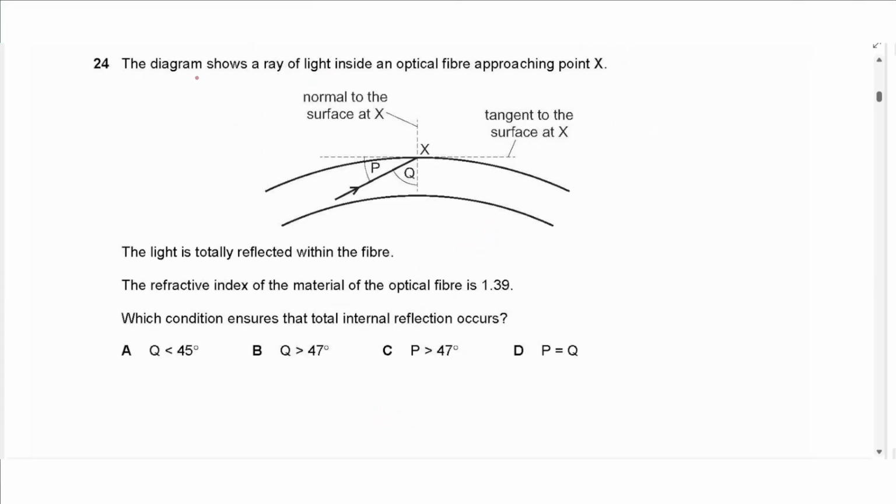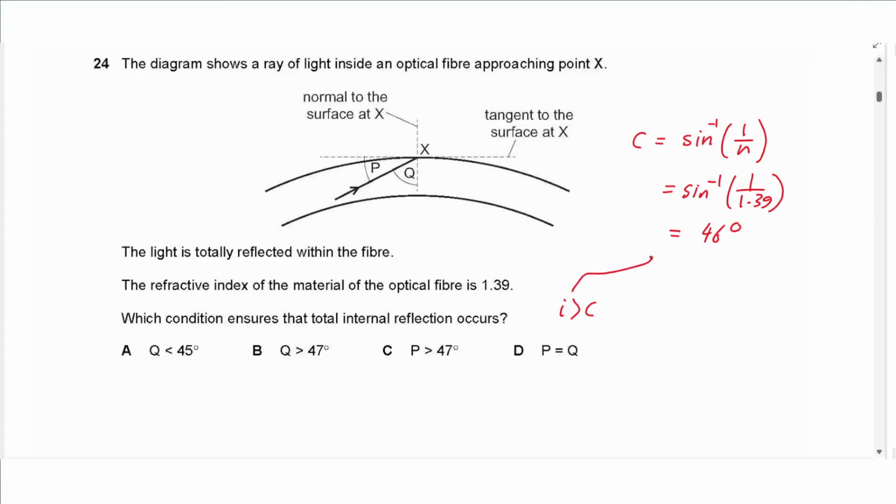Question 24 says the diagram shows a ray of light inside an optical fiber approaching point X. The light is totally reflected within the fiber. The refractive index of the material of the optical fiber is 1.39. Which condition ensures that total internal reflection occurs? We need the angle of incidence to be greater than the critical angle, and we can calculate the critical angle as the inverse sine of 1 over n, or 1 over the refractive index. So the critical angle is the inverse sine of 1 over 1.39. That gives an answer of 46 degrees approximately.